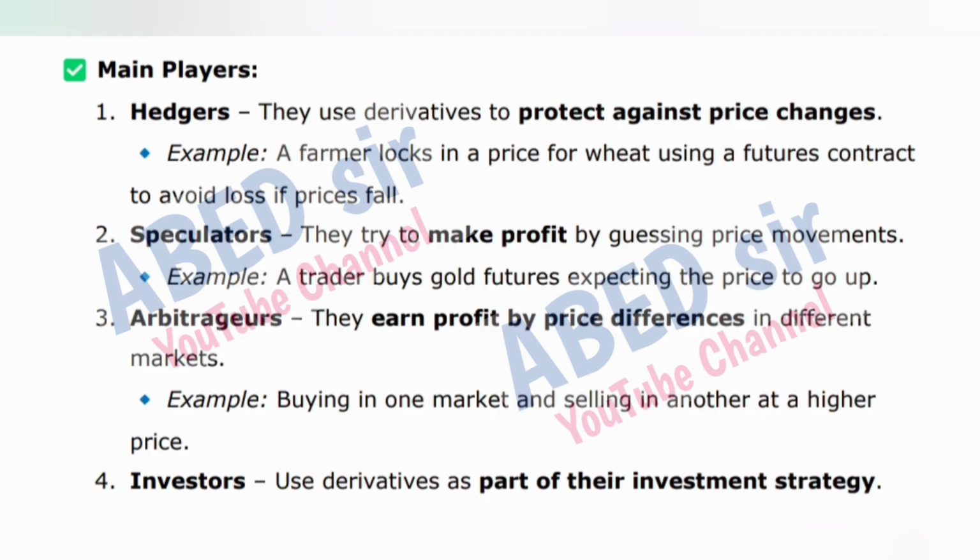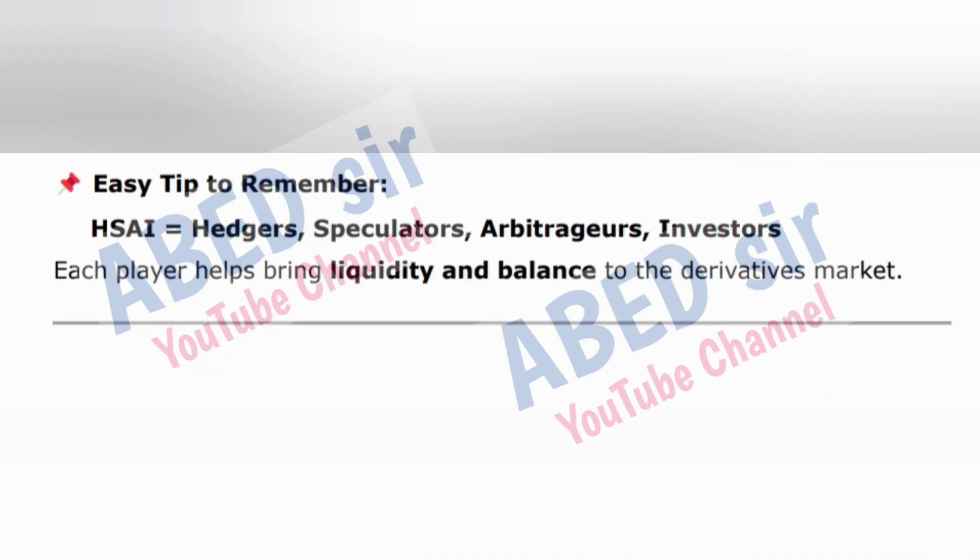3. Arbitragers. They earn profit from price differences in different markets. Example, buying in one market and selling in another at a higher price. 4. Investors use derivatives as part of their investment strategy. Easy tip to remember. HSAI equals hedgers, speculators, arbitragers, investors. Each player helps bring liquidity and balance to the derivatives market.